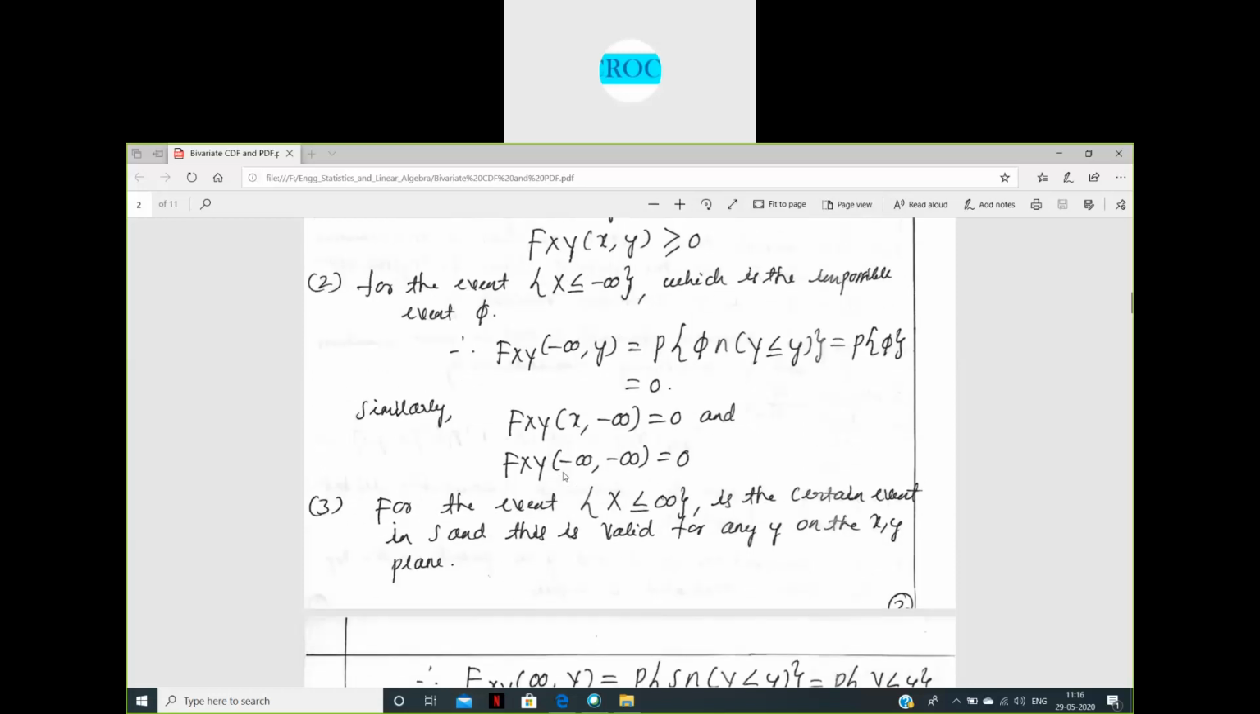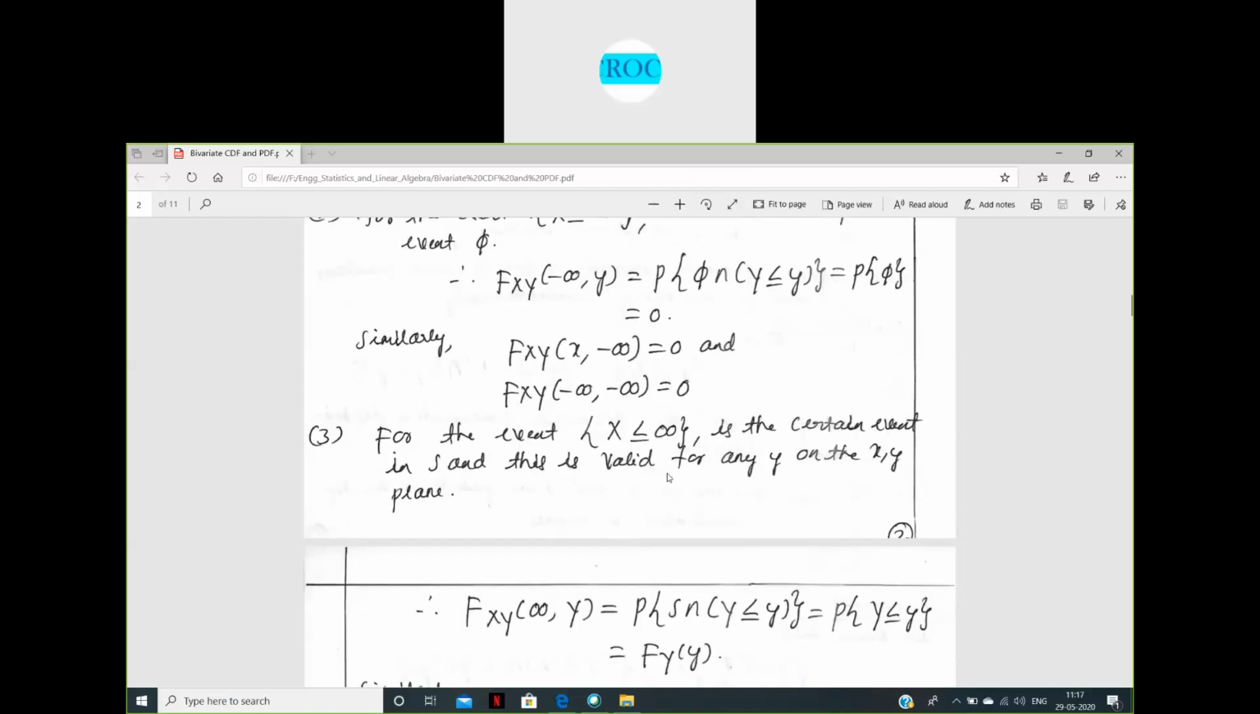In similar lines, when y is less than or equal to minus infinity, this is also an impossible event. So what is Fxy of x comma minus infinity? This is equal to 0. And Fxy of minus infinity comma minus infinity, this is also an impossible event. This is also equal to 0.